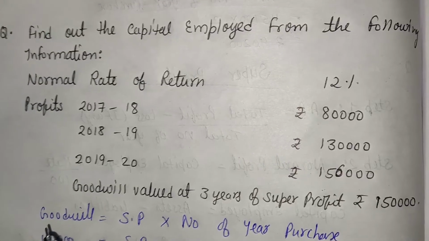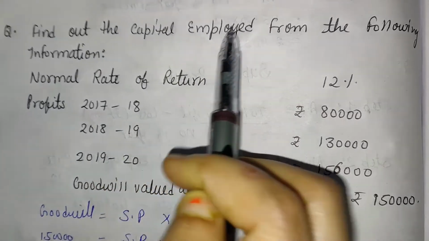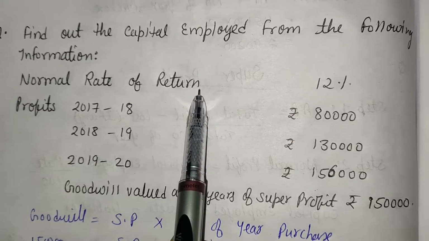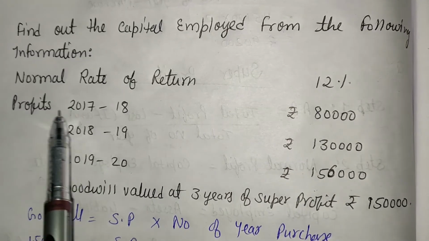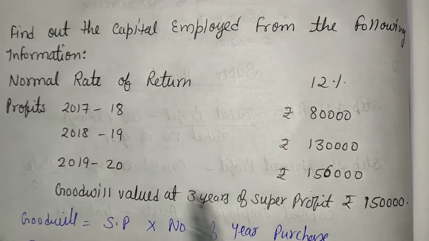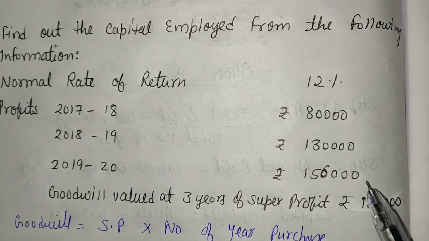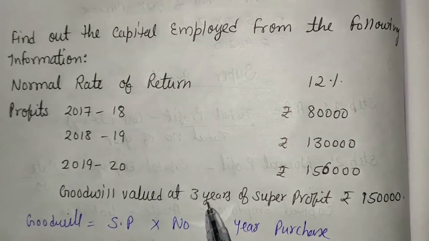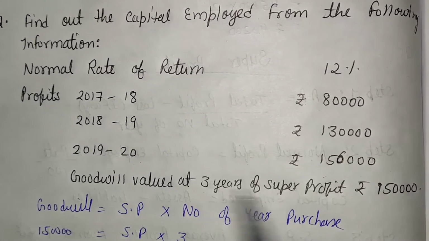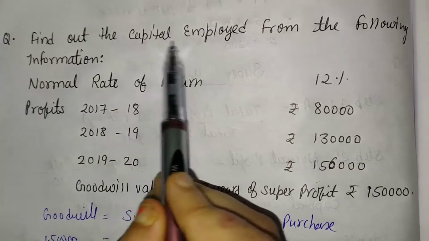Now let's take another example: find out the capital employed from the following information. Normal rate of return is 12%. Three years' profit, that is 2017-18, 2018-19 and 2019-20, is 80,000, 1,30,000 and 1,56,000. Goodwill is valued at 3 years' purchase, that is the number of years' purchase is 3, and goodwill is given, that is 1,50,000. We will have to calculate capital employed.